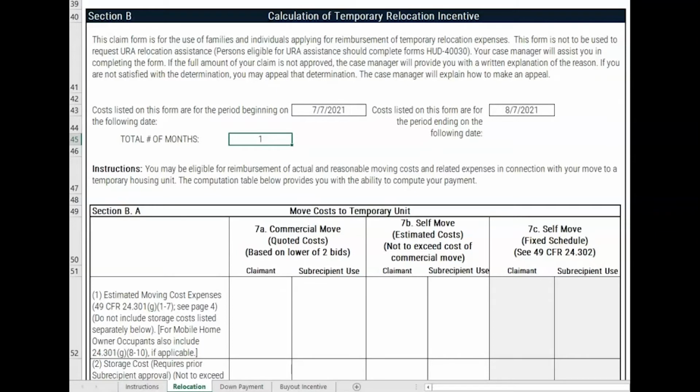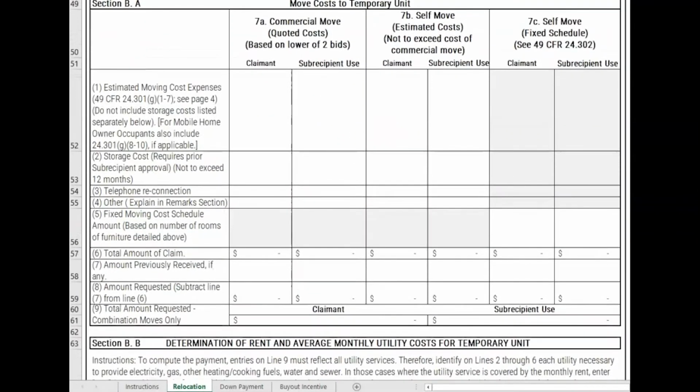In Section BA, applicants will input their moving costs to the temporary unit if applicable. Applicants may be eligible for reimbursement of actual and reasonable moving costs and related expenses in connection with their move to a temporary housing unit. Refer to the introduction section of this video for information on eligible temporary and permanent moving costs.